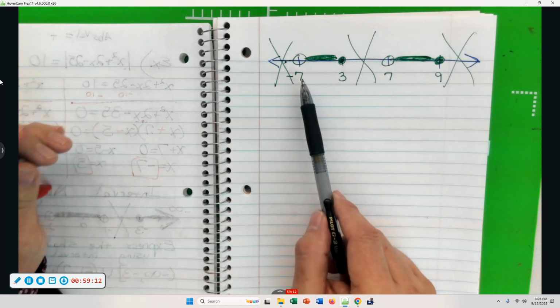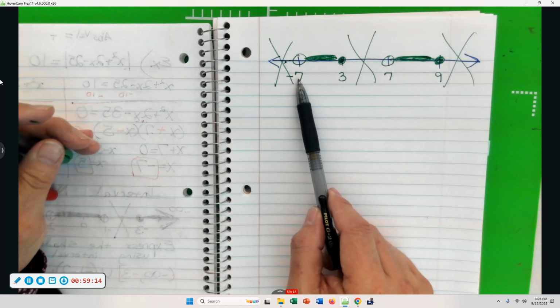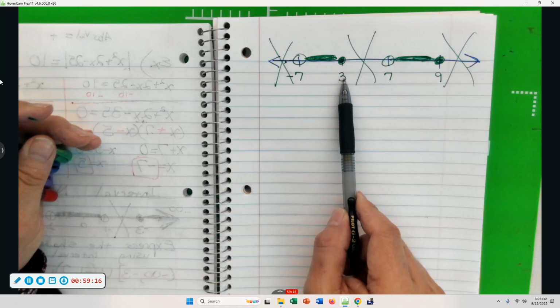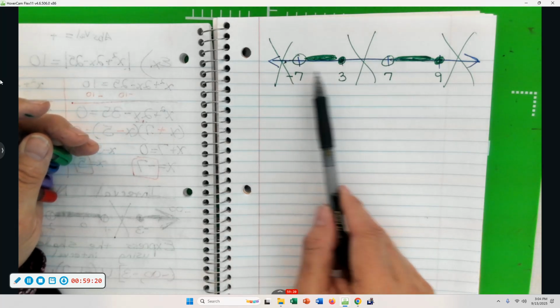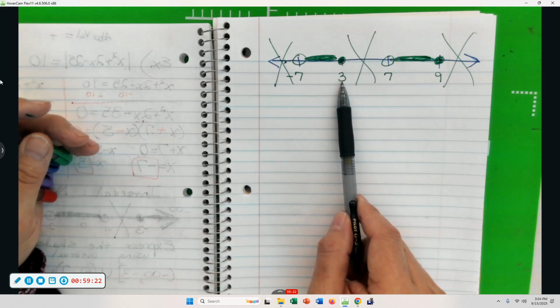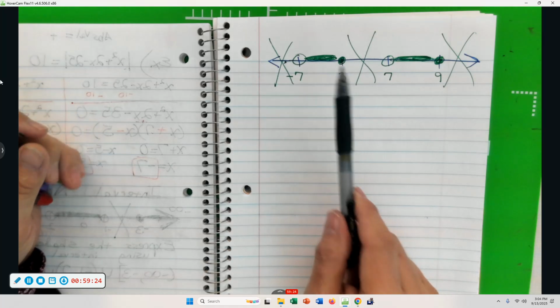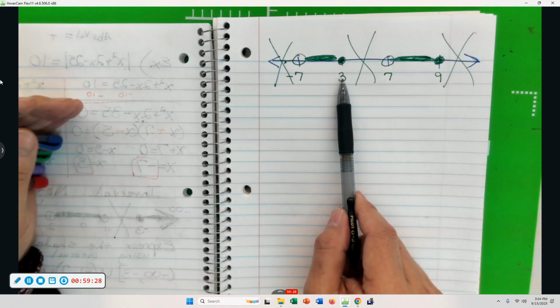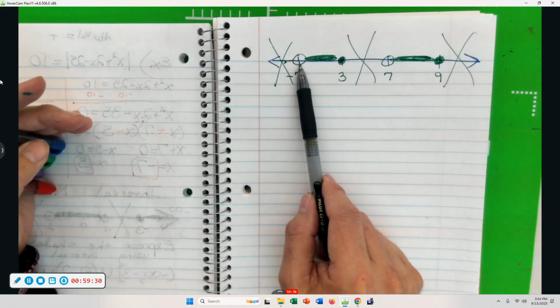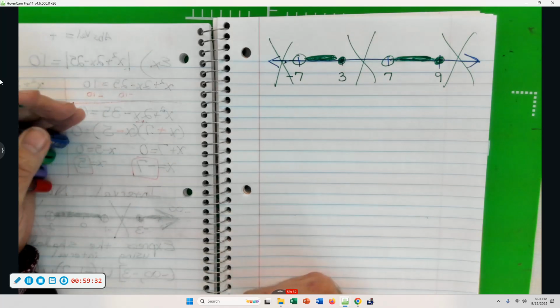This is all the numbers between -7 and +3. You don't include -7, but you do include +3. That's what this number line is saying. All the numbers between -7 and +3, excluding -7, but including +3.